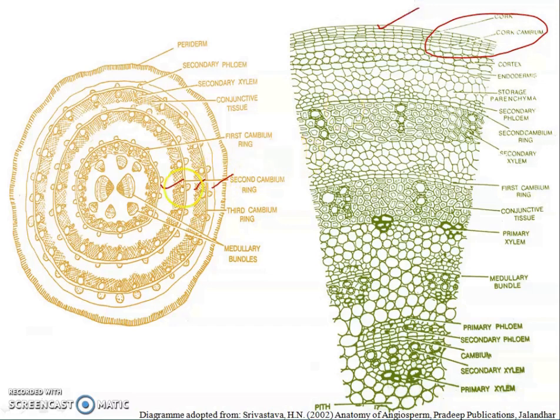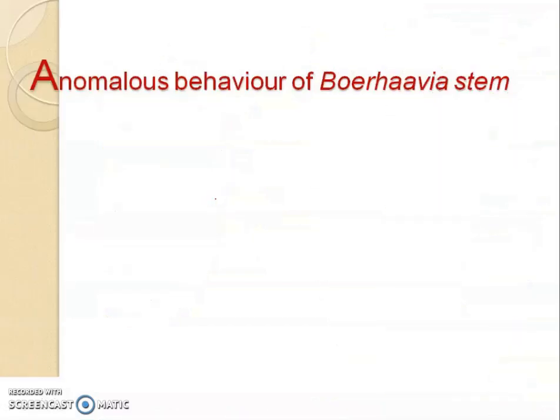So successive 4 or 5 cambium rings are formed in this case. This is also an anomalous structure, because in normal secondary growth, only a single cambium ring remains active throughout the life. But here the 4 or 5 successive rings are formed, which is also an anomalous behavior. So anomalous behavior of Boerhavia stem is characterized by the abnormal cambium activity. So the activity of the cambium is abnormal.